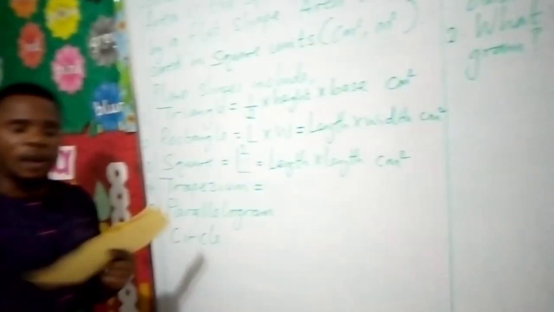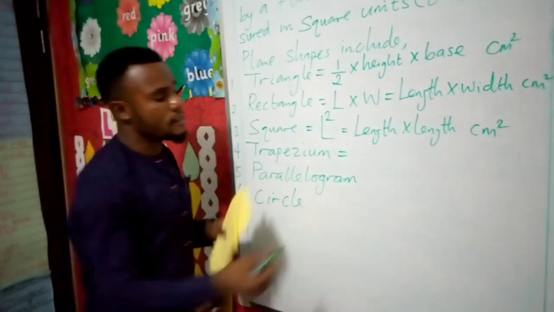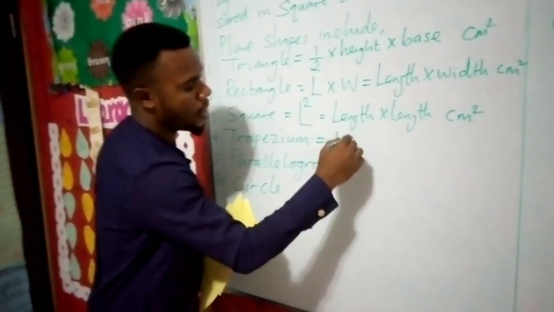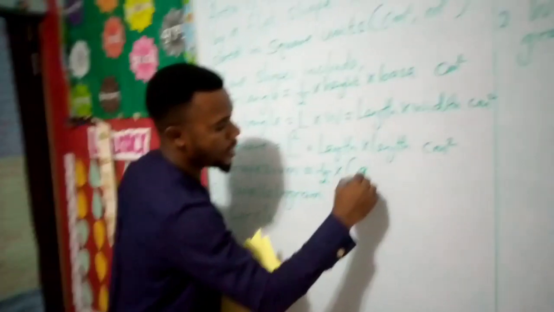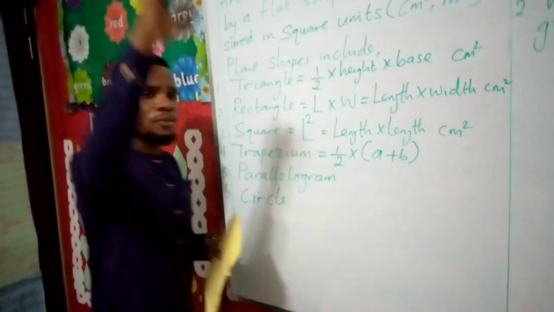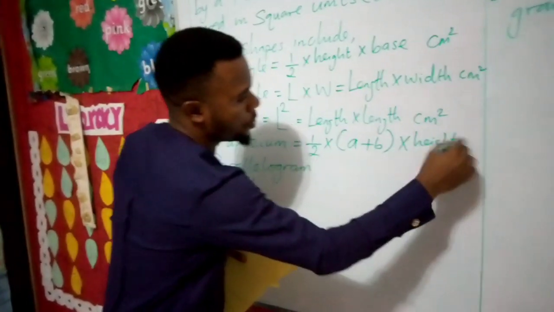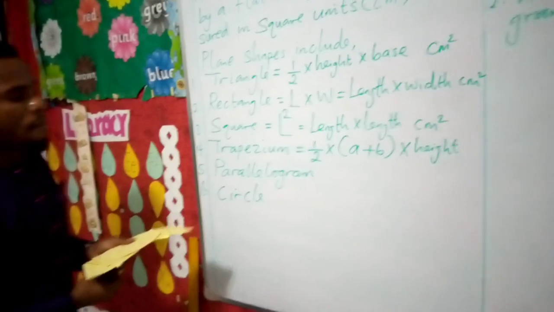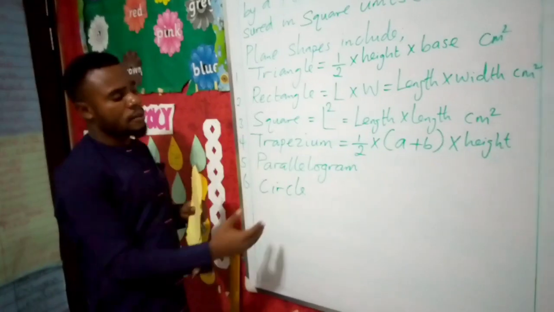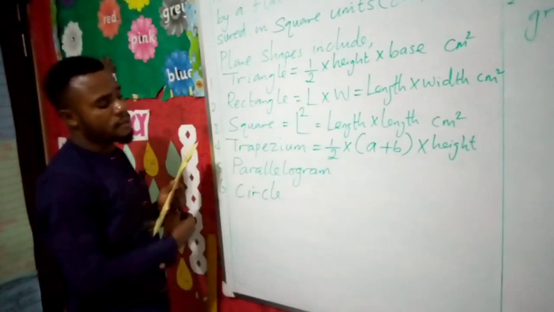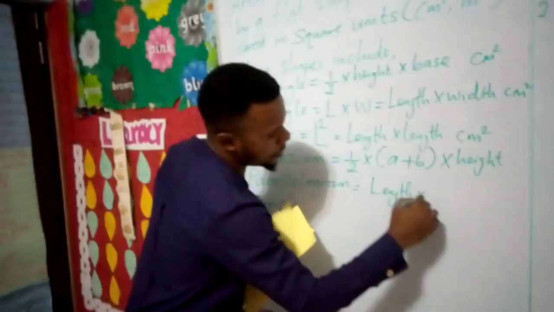Now we have the trapezium. A trapezium has the shape of part of a triangle, which is the half. And we said it has two parallel sides, up and down, facing each other, which are a and b, and it has a height. So this formula can be used to calculate the area of a trapezium. Now, parallelogram, we say it looks similar to the rectangle, so length times width.